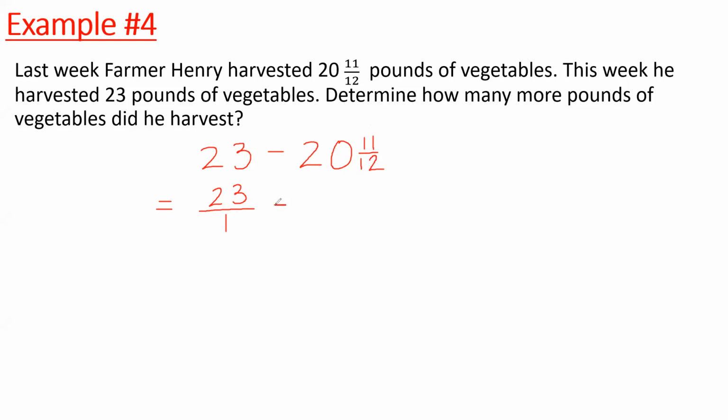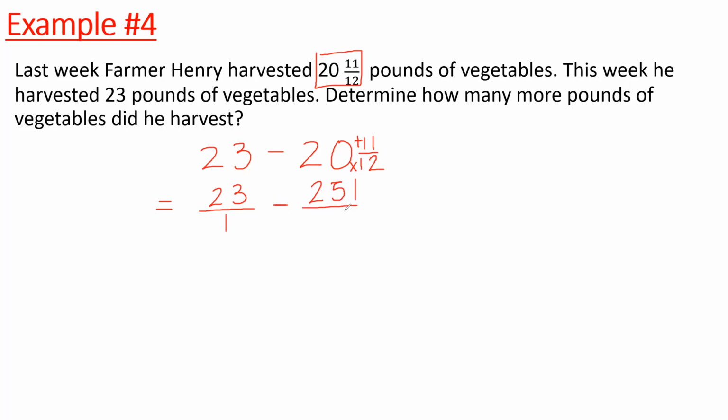Minus, again, let's change this into an improper fraction. This is going to be 20 and 11 over 12. There's another way to do this, but I'm not going to teach that. 20 times 12 is going to be what? 240, plus 11 is what? 251. So it's 251 over 12.